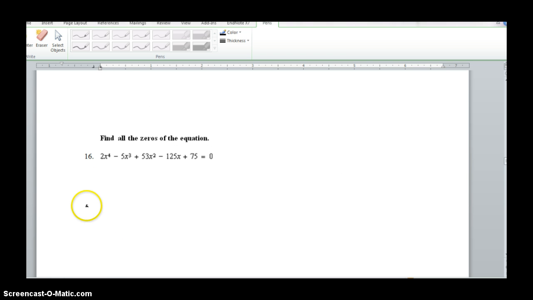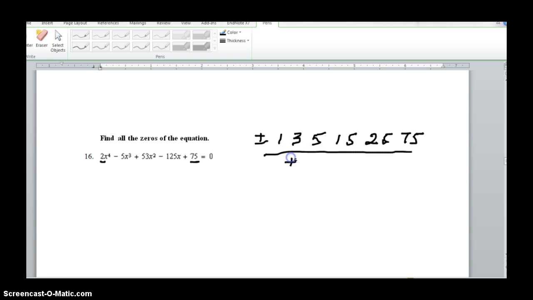Let's all find the zeros here. Similar, we're going to go ahead and take all the factors of 75, put them over the factors of 2, and create our entire list of possible rational roots right here.